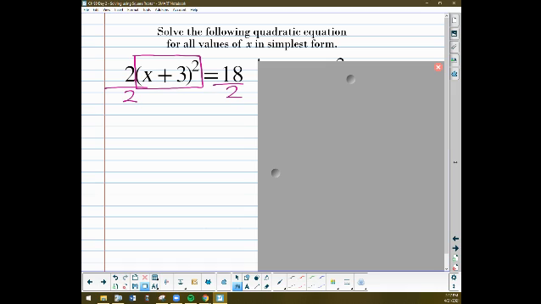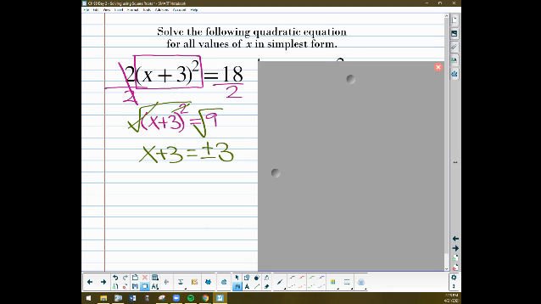So that goes away. I still have x plus 3 quantity squared locked in parentheses, and 18 divided by 2 is 9. Okay, so just one more step before I can get that parentheses squared alone. Now I still have x plus 3 locked in those parentheses, so I have to take the square root of both sides. Those will cancel. Now x plus 3 is free. Square root of 9 is plus or minus 3.